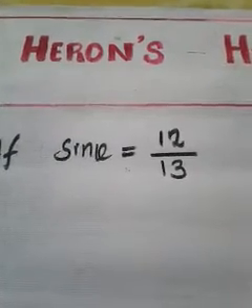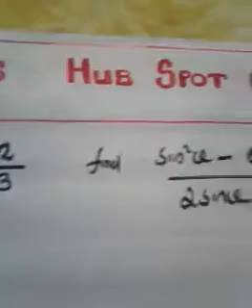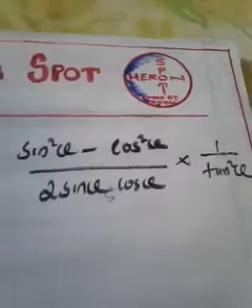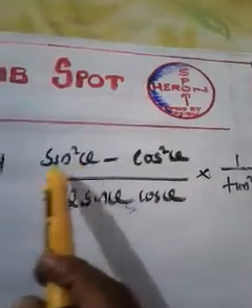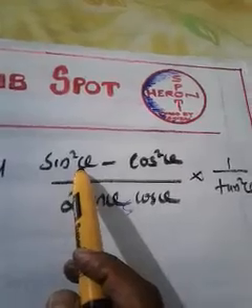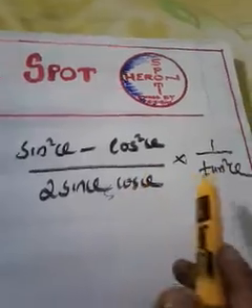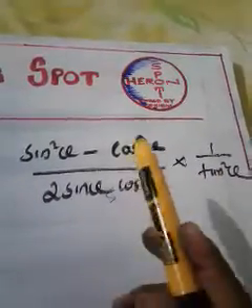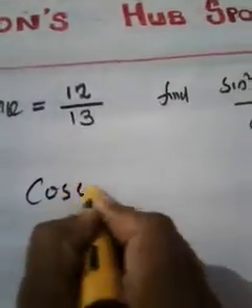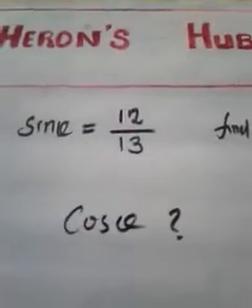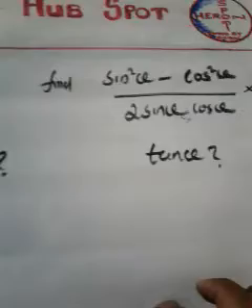Sine theta is given, the value of sine theta is given there. We have to find out the value of sine square theta minus cos square theta divided by 2 sine theta cos theta into 1 by tan square theta. In order to calculate this, we have the value of sine theta, isn't it? So sine theta is not a problem for us because it is given. But we don't know the value of cos theta. We need cos theta and we need tan theta to calculate this, isn't it? That means we have to calculate the value of cos theta and the value of tan theta. Once we get them, we can easily substitute there, isn't it? So how can we calculate the value of cos theta and tan theta?